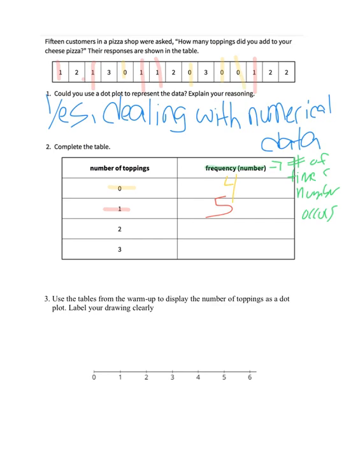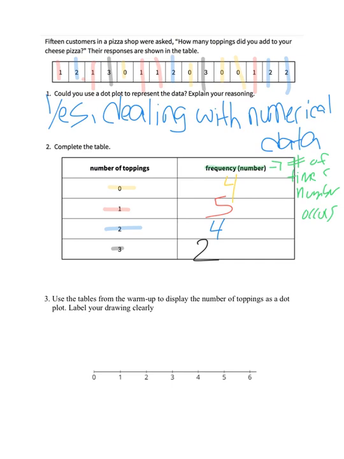Now we'll keep applying that same logic. So next we'll look at 2 toppings. Once again, we're going back to our original data set. It looks like 2 is going to occur 4 times. And last but not least, we'll look at 3 number of toppings. It looks like in our data set, it occurs 1, 2 times. So that frequency, that number of times it occurs, in this case, would be 2. So we have our frequency table now.